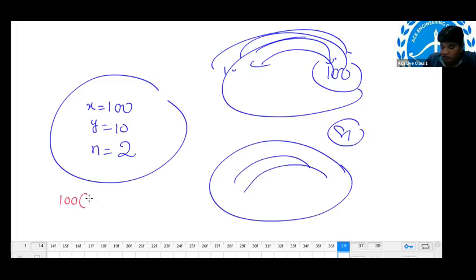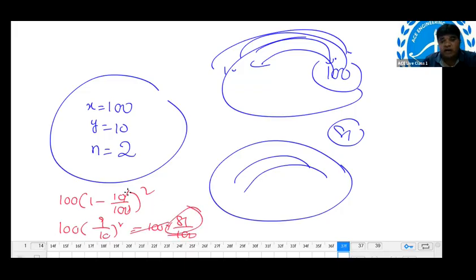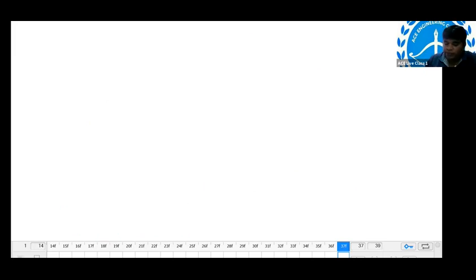X 100 into 1 minus 10 by 100 whole square. So 100 into 9 by 10 whole square. So 100 into 81 by 100. 100 cancel, so the answer is 81. We are getting the same answer as previously. Is it okay, Girija? Yes, sir.